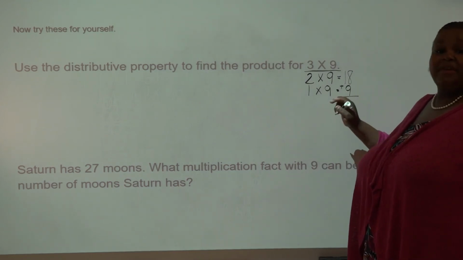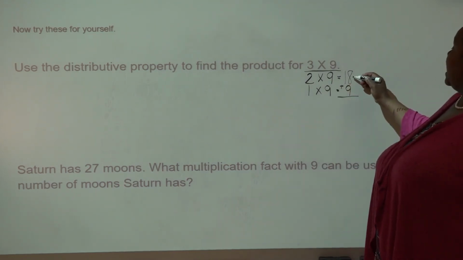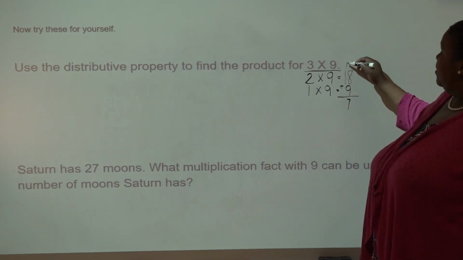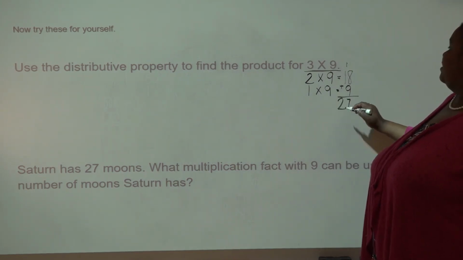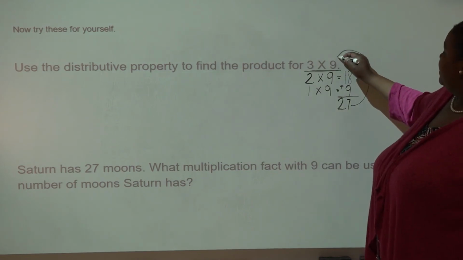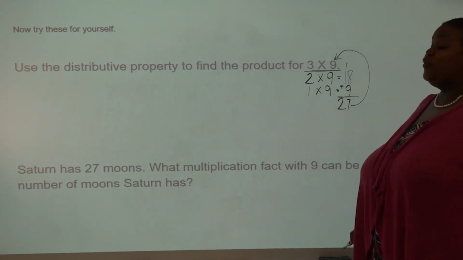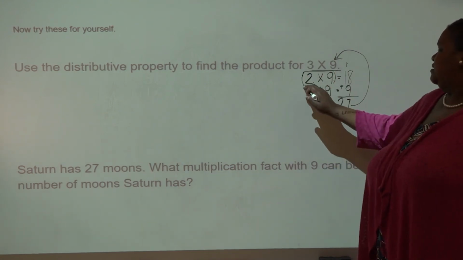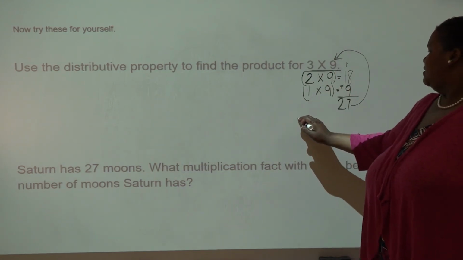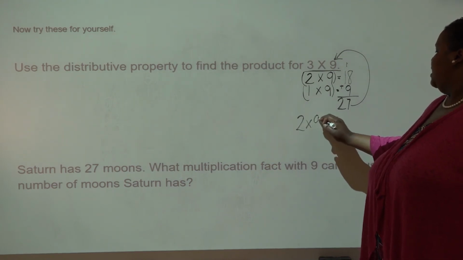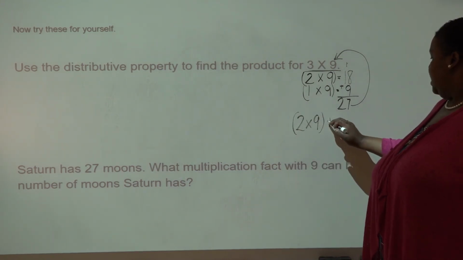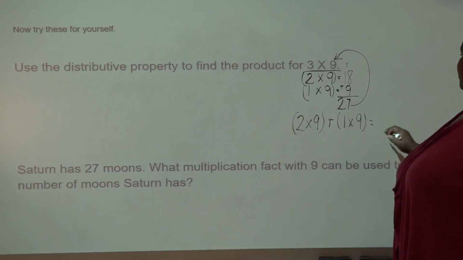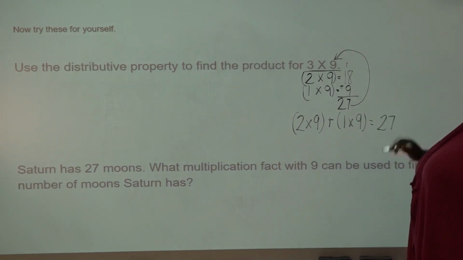Adding these back up together to put it back as a whole. 8 plus 9, 17. 1 plus 1, 2. All right. 3 times 9 equals 27. You might even see these with parentheses. So if I had seen 2 times 9 plus 1 times 9 equals 27.